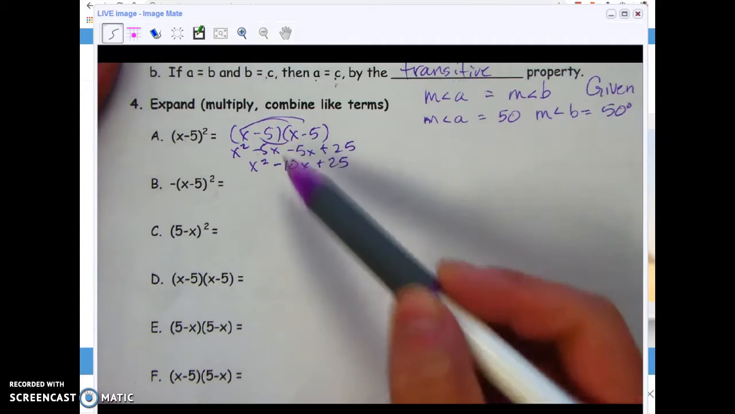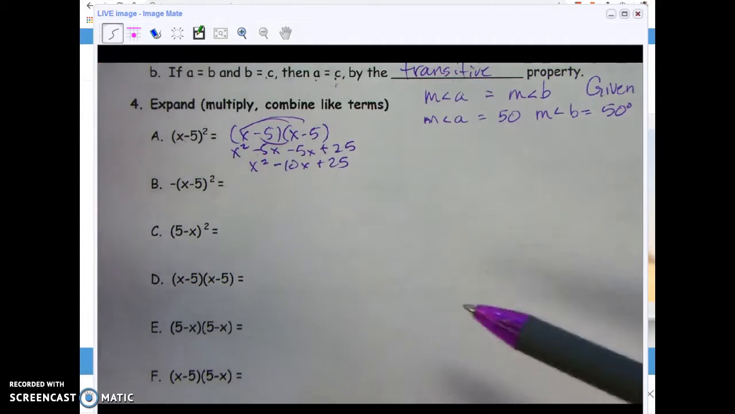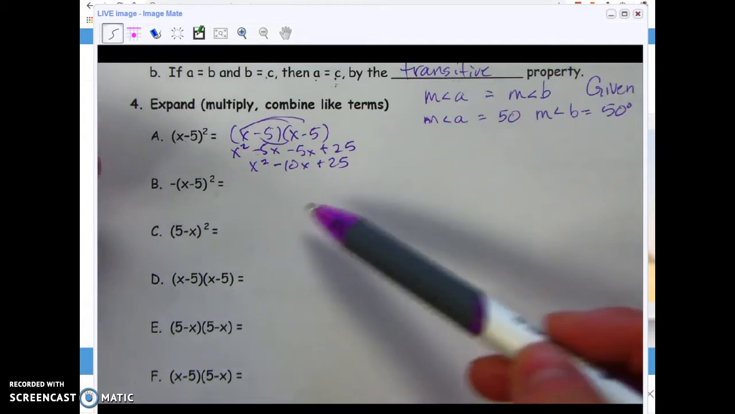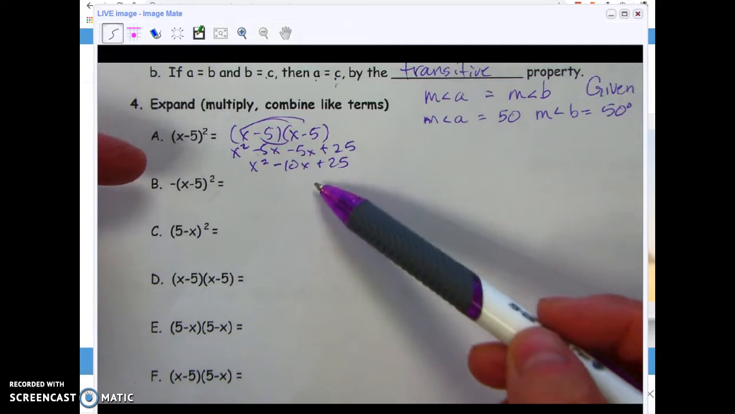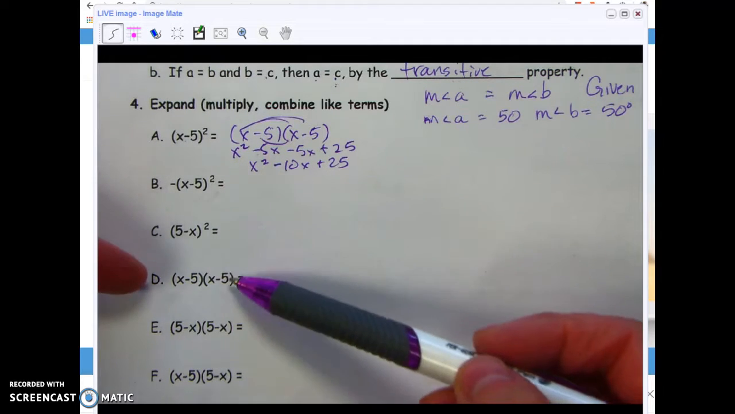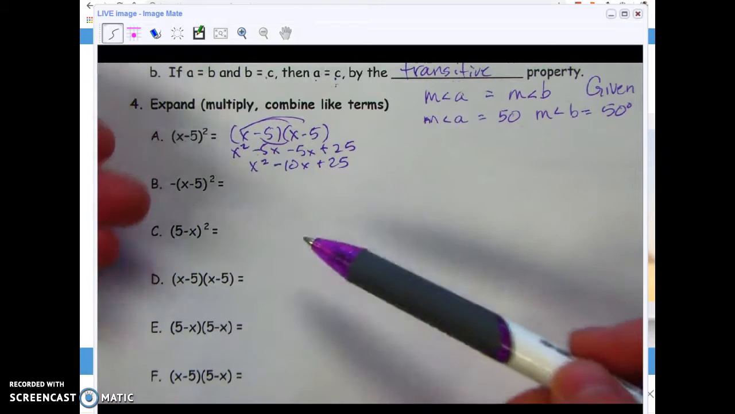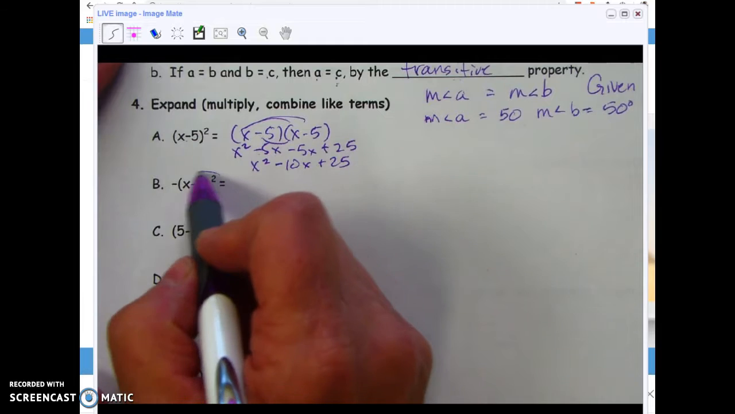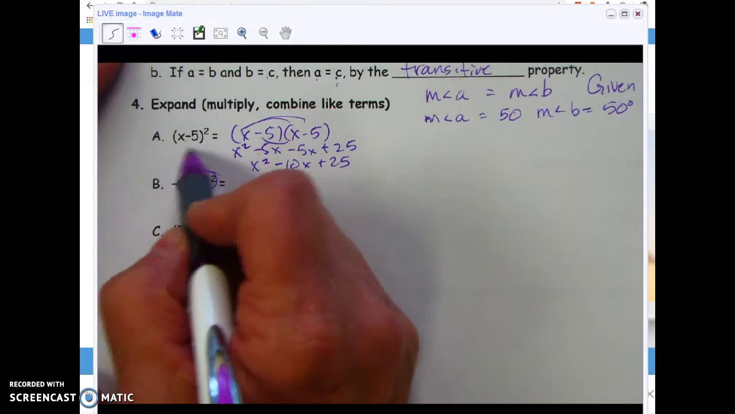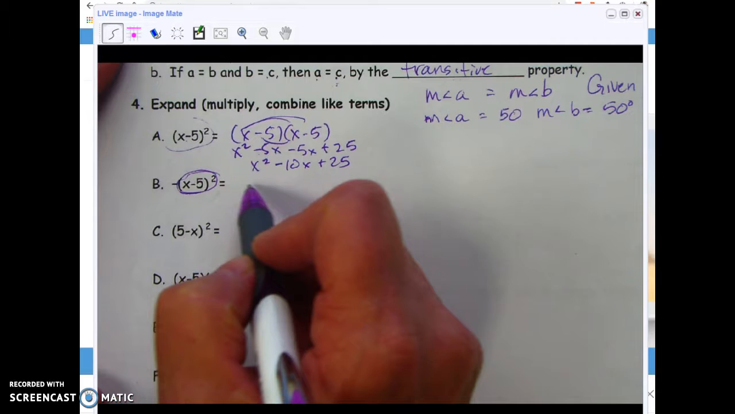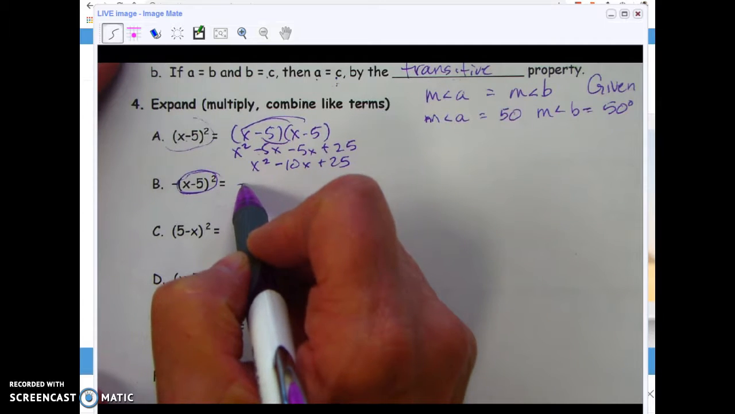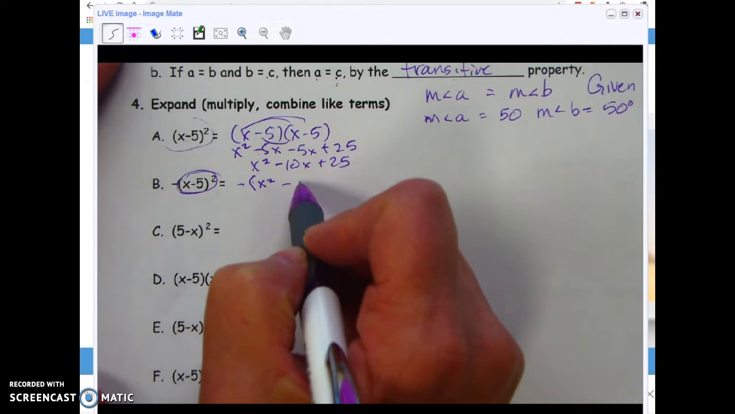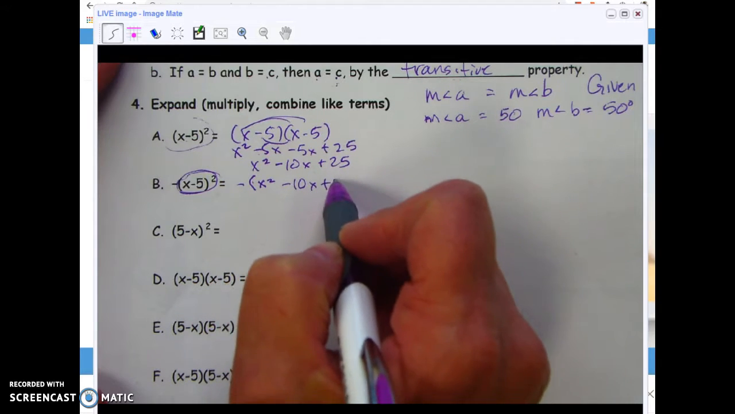Okay, so now what we're going to do with this, and this is similar to the one on the test, in the sense that we're finding all of them that are going to be the same. So we have to multiply all of them out and figure out which ones end up being the same. So we can see that this part is exactly like that. So I'm just going to put a negative. This is going to equal a negative of x squared minus 10x plus 25.